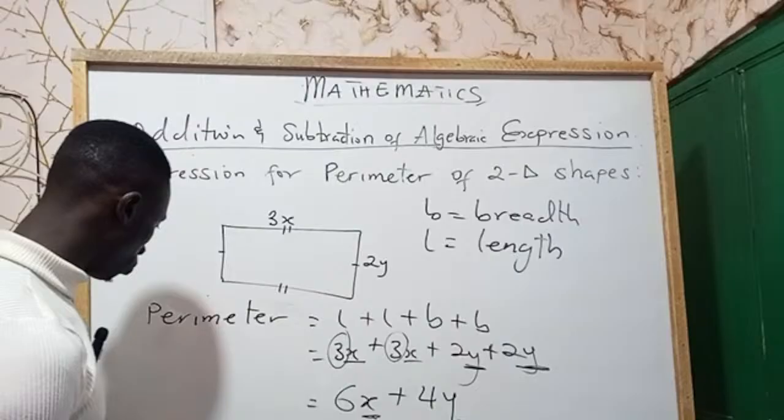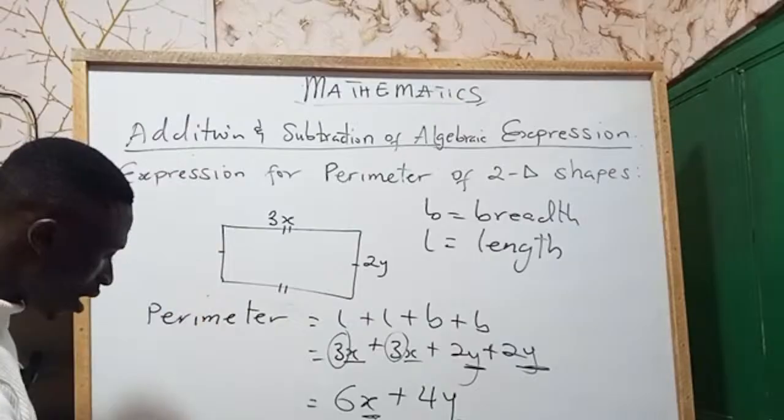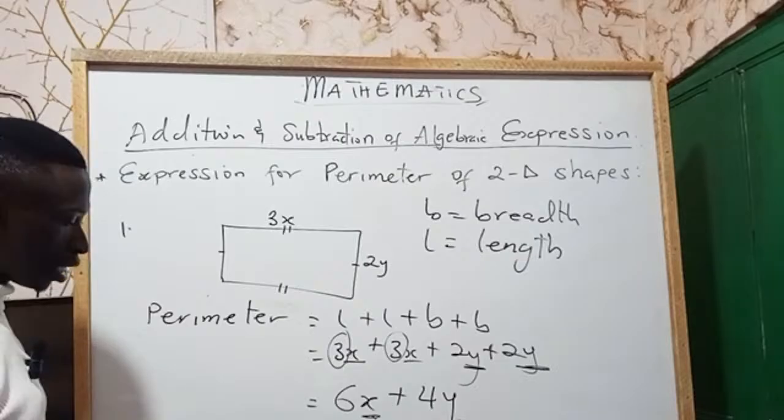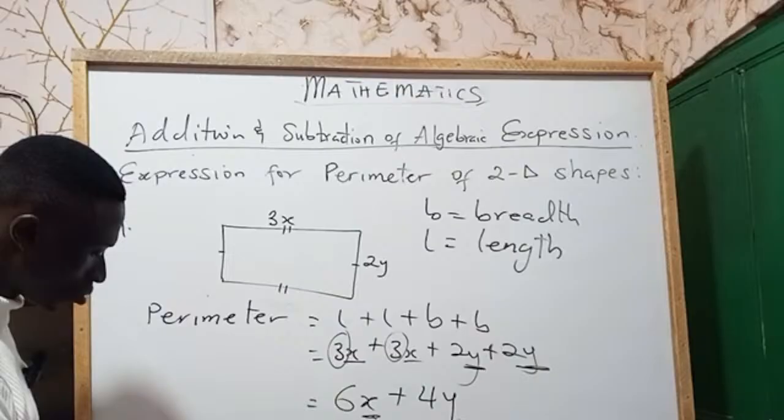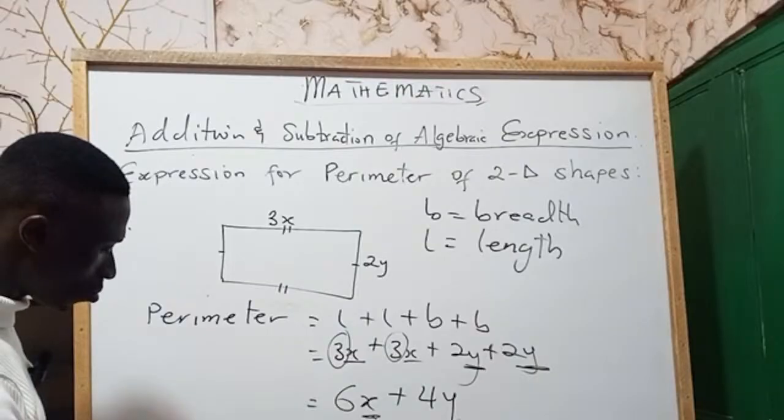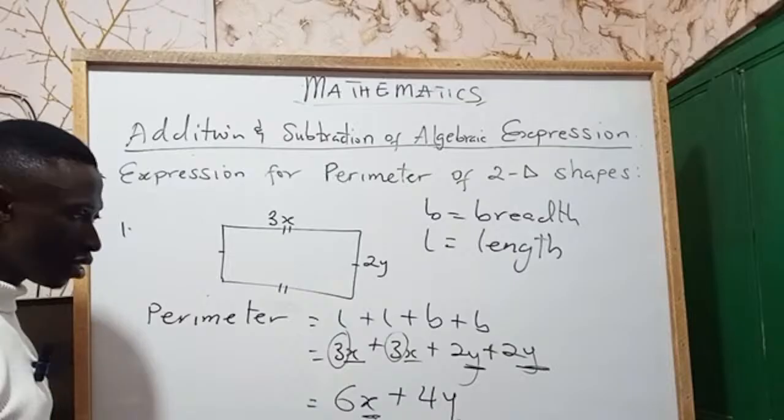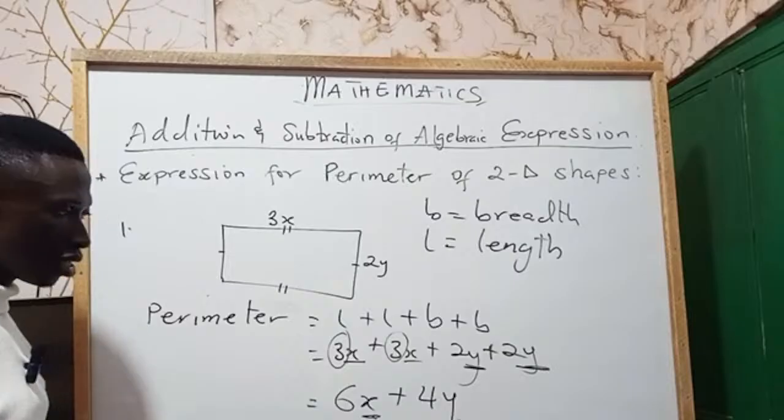Activity 2. I have a triangle here, with sides 2y plus 1, 3y minus 2, and y. Now we have this figure here.